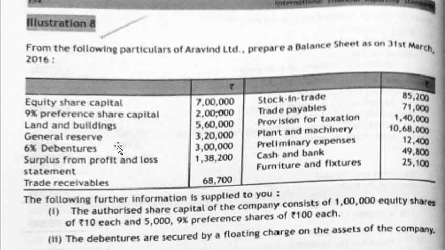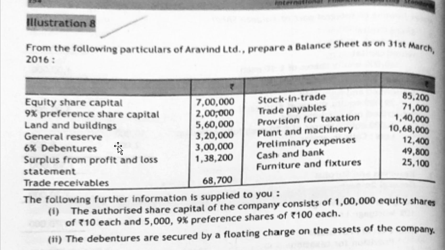The following further information is supplied to you. The authorized share capital of the company consists of 1 lakh equity shares of rupees 10 each and 5,000 9% preference shares of rupees 100 each. The debentures are secured by floating charges on the assets of the company. So this is the question.